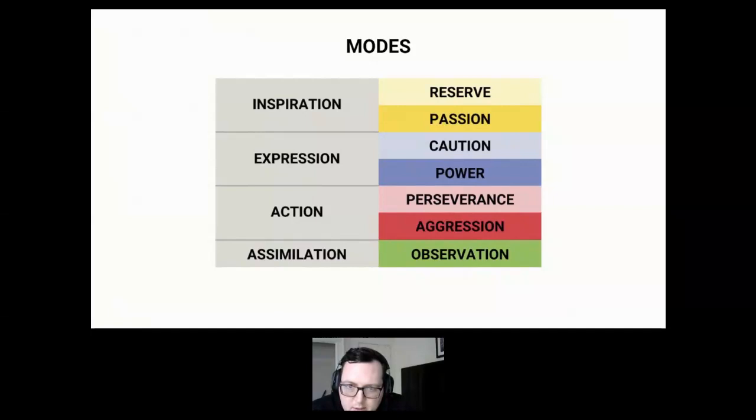There's 4 axes for each of the characteristics. 2 of them are on the inspiration axis, that's reserve and passion. 2 on the expression axis, that's caution and power. 2 on the action axis, which is perseverance and aggression. And 1 on the assimilation axis, which is observation. So that's all the modes.